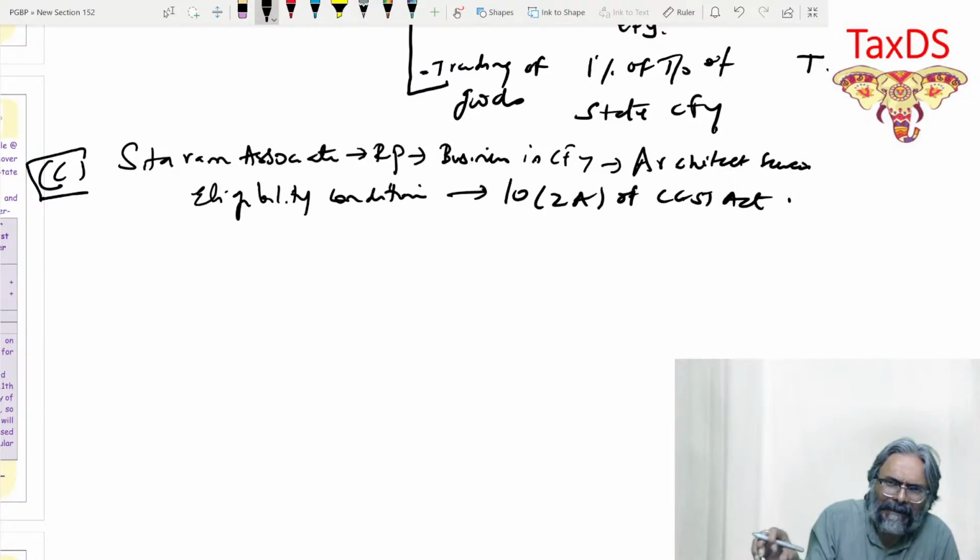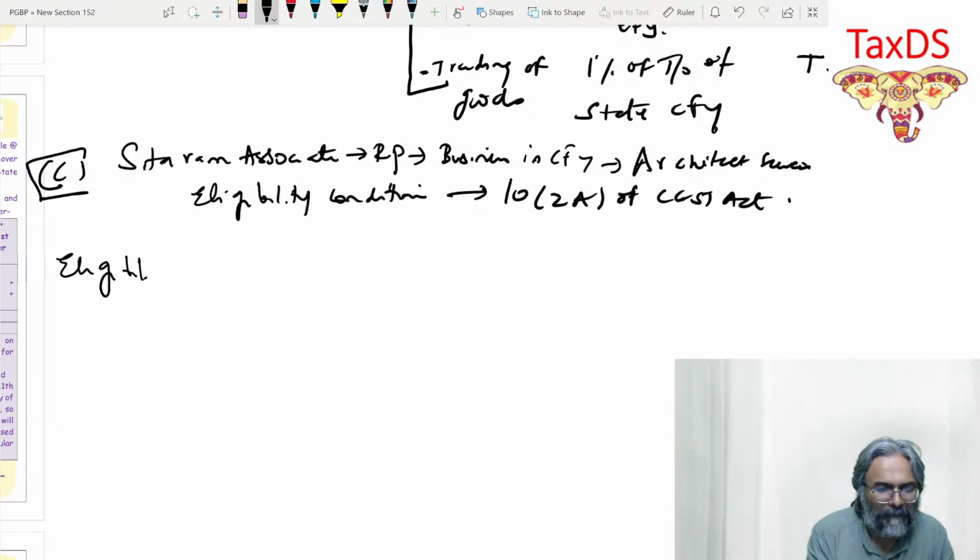Now, did they give anything about the current year turnover? No. So only one eligibility would be tested. So eligibility, conditions, and the remark.